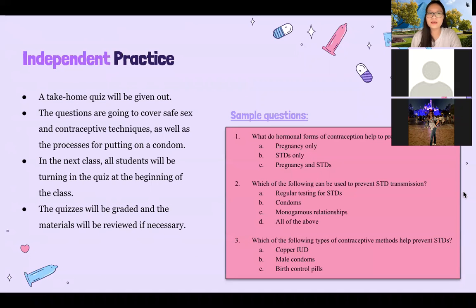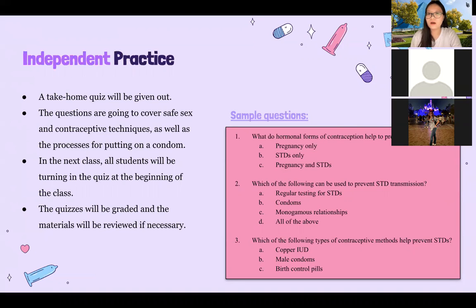There will also be an independent practice as well. A take-home quiz will be given out. The questions are going to cover safe sex and contraceptive techniques, as well as the processes for putting on a condom. In the next class, all students will be turning in the quiz at the beginning of the class, and the quizzes will be graded, and then the materials will be reviewed if necessary.